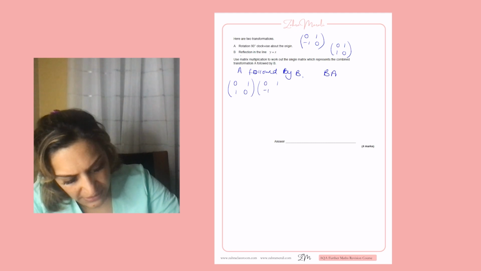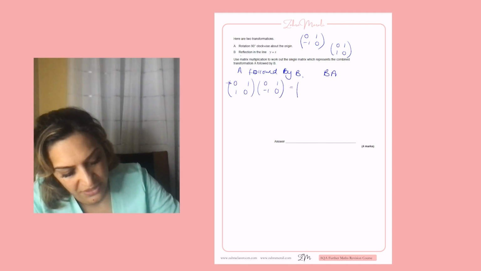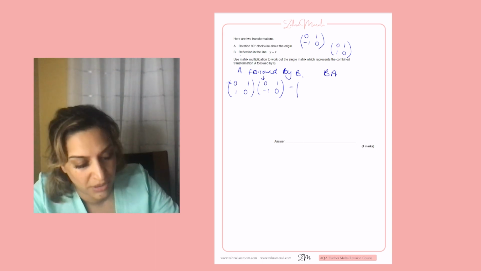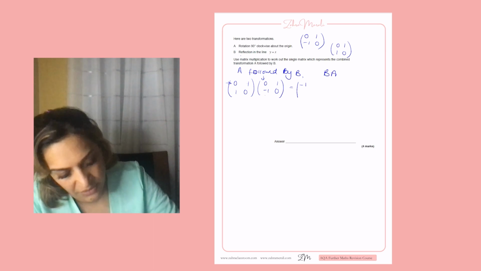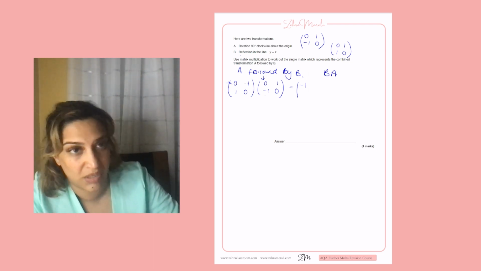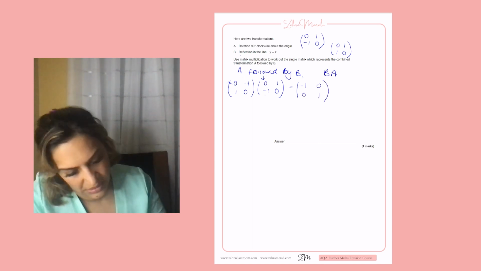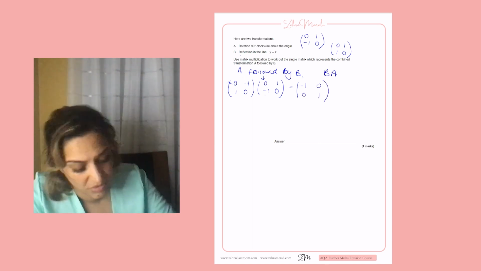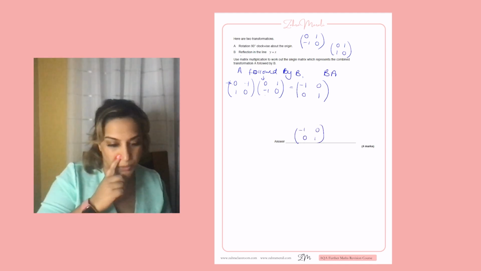And when we do that and times them up, we've got our first row times by first column, 0, 0, 1 times minus 1, which gives minus 1, 0, 1, that's just 0, so we get a 0 there, 0 and a 1. So that would be your single matrix that combines those two.